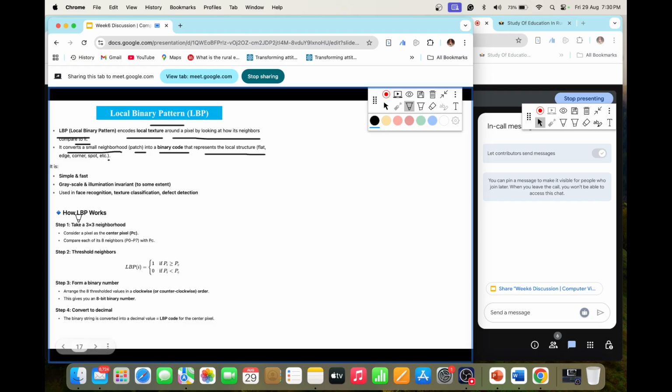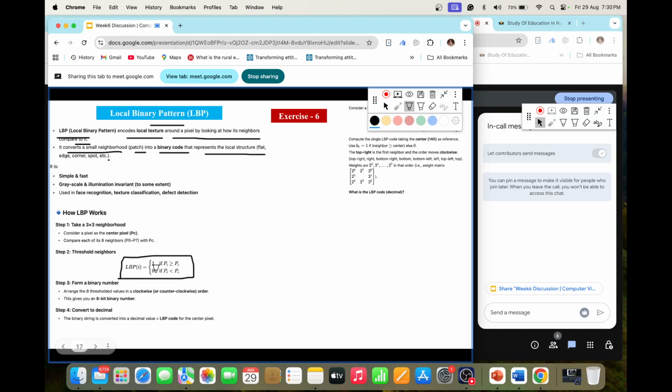So how does it work? Let me show you by an example. It will be more clear to you. So this is the LBP. The local binary pattern will be 1 if Pi is greater than Pc. If Pi is lesser than Pc, it will be 0.